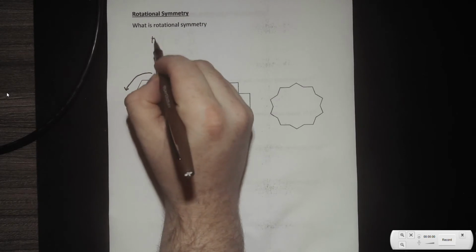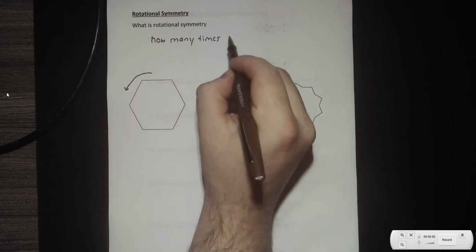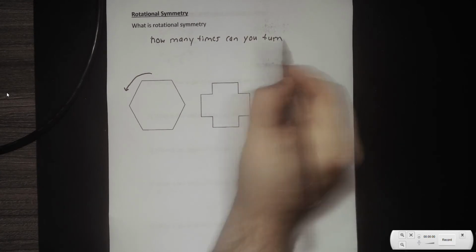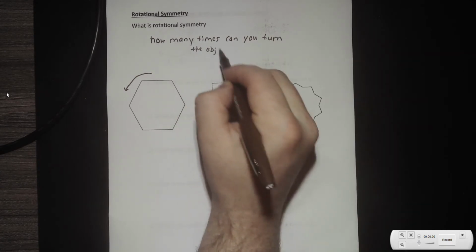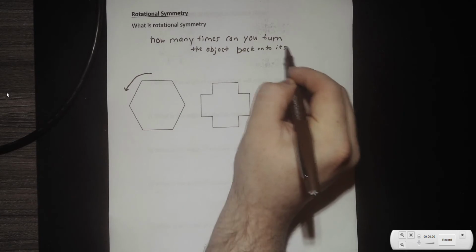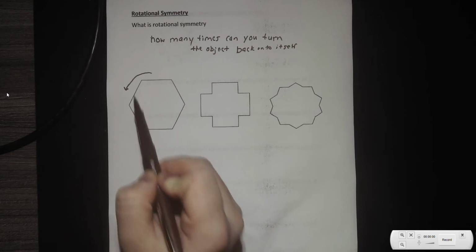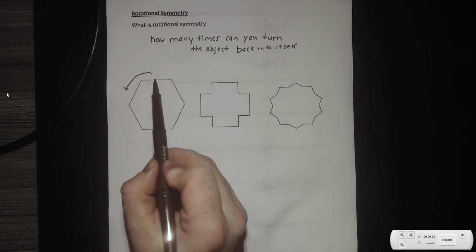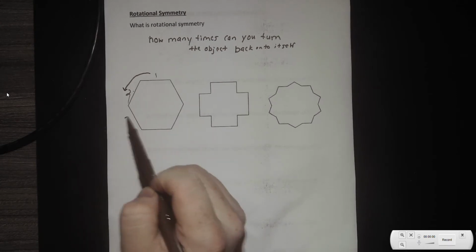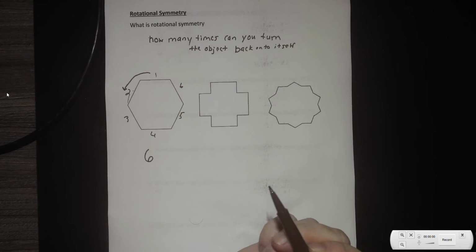So, how many times can you turn the object back onto itself? When it comes to this, you can count the sides again. For the hexagon, how many times is it going to rotate back onto itself? Well, count the sides. That's how many times it's going to rotate onto itself. So you've got 1, 2, 3, 4, 5, and 6. So it rotates back onto itself 6 times.